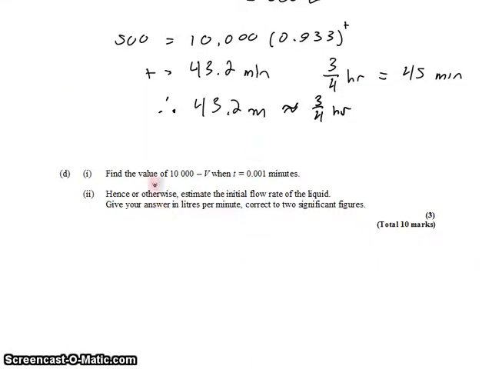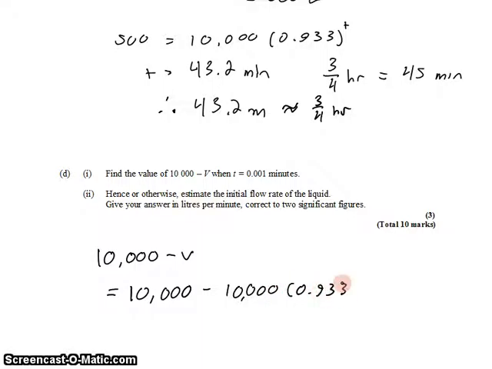Part D, find the value of 10,000 take V when t is 0.001 minutes. 10,000 take V is the amount which has flowed out of the tank. V represents the amount in the tank. 10,000 is the original amount. So 10,000 take what remains is what has left. So 10,000 take V is equal to 10,000 take 10,000 times 0.933 to the power of t. But we're going to let t be equal to 0.001 minutes.